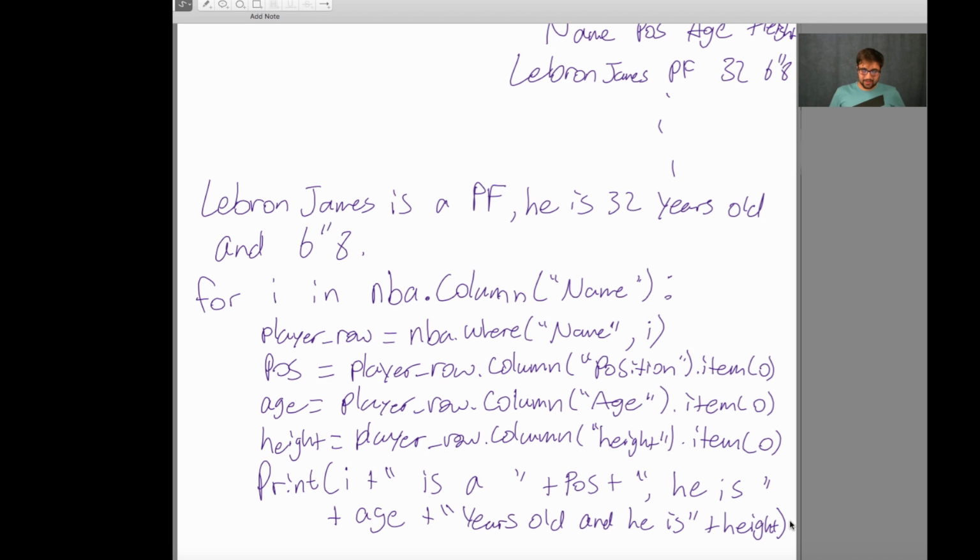All right, so if we were to run this with the actual NBA column, it would go through all the positions, all the players, and print this string for them. And that's a pretty basic intro to for loops, and I hope this helped.